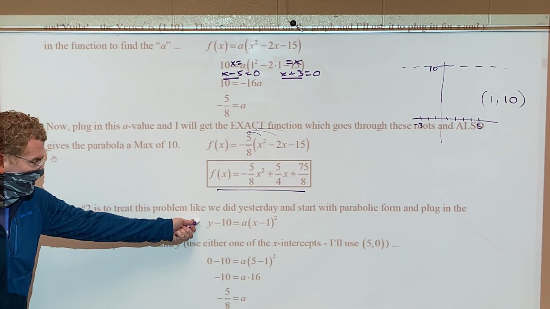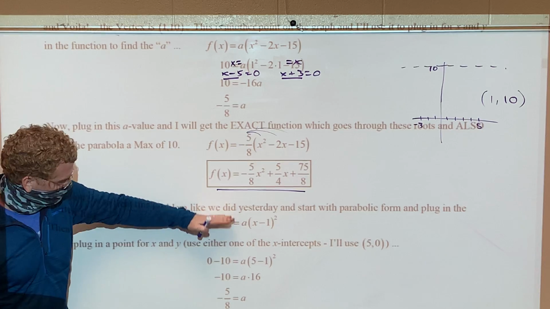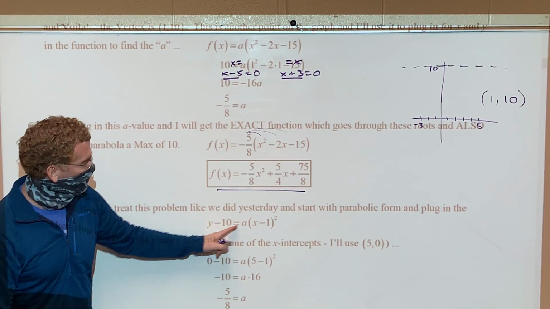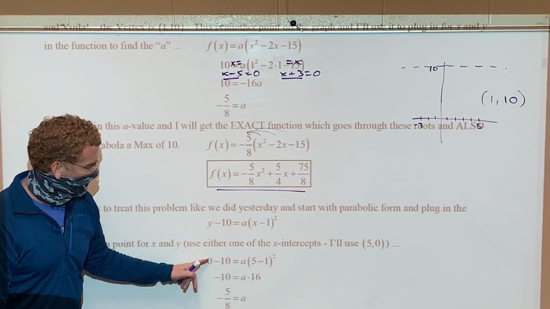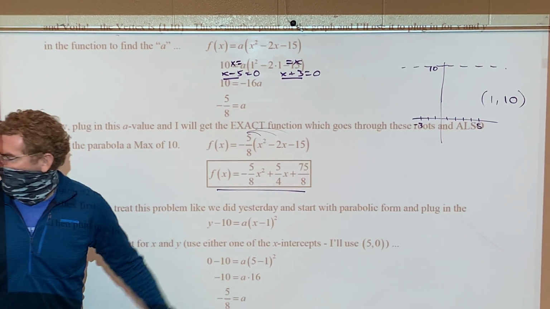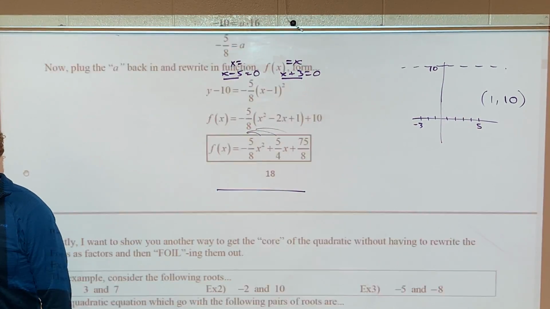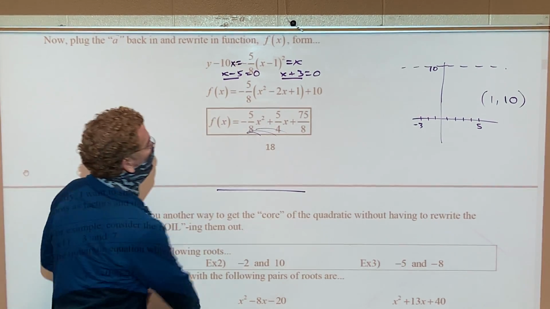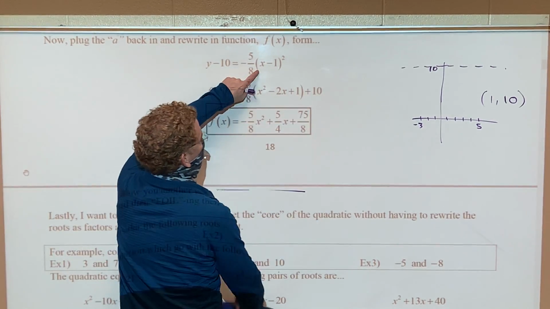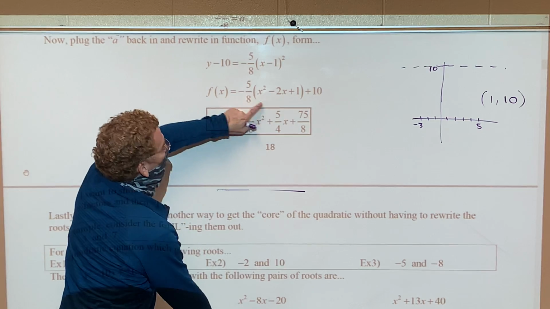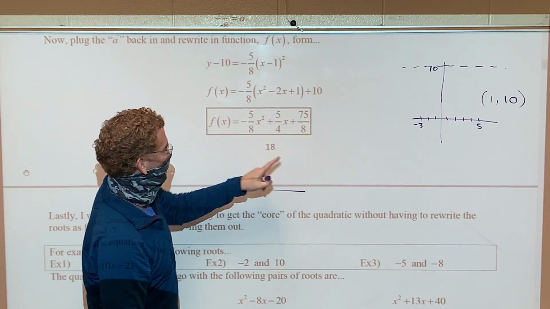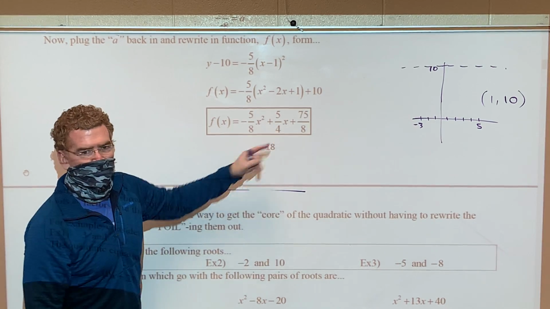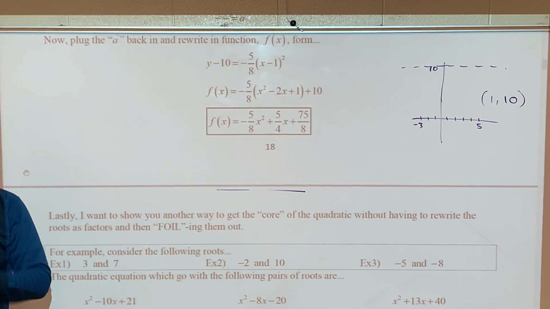All right, and then you can see yesterday, I've already done this, but yesterday I would plug in the vertex and pick one of the points in there for x and y and solve for a. But the problem with that is, you can see, once I plug that back in, I'm in pretty good shape, but I'm going to have to FOIL that. I'm going to have to distribute a negative 5/8. I'm going to have to add that 10 to the other side and do all that math, but you're going to end up with the same equation for either one. Just a different way of going about doing it.